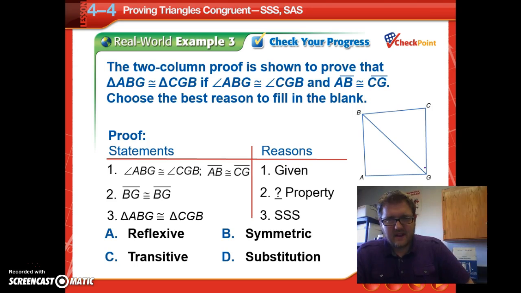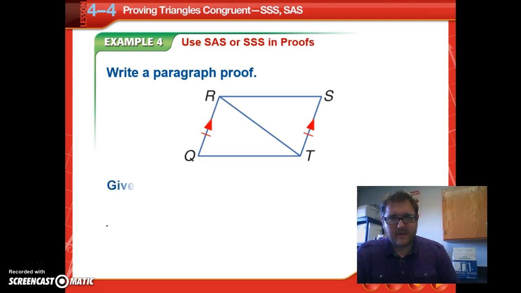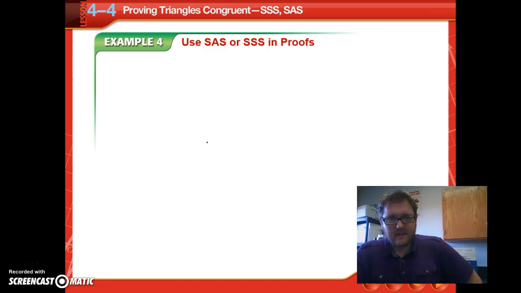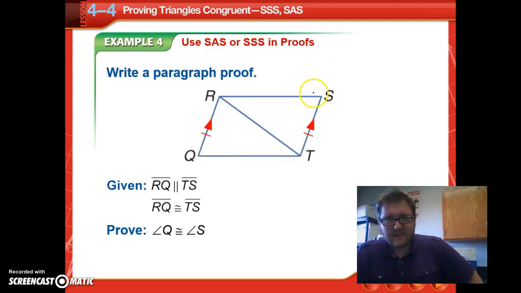So now we want to write a paragraph proof to prove that angle Q is congruent to angle S. And we know that RQ and TS are parallel, and RQ is congruent to TS. So because these are two parallel lines, you should see that, for instance, these are congruent angles here and here, because you have alternate interior angles between the lines.